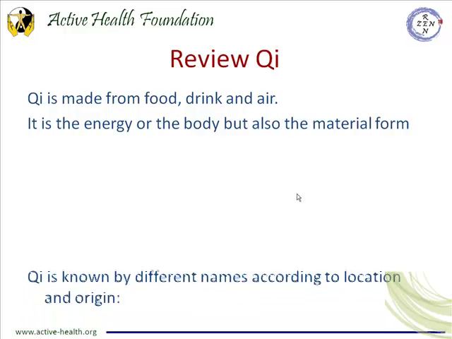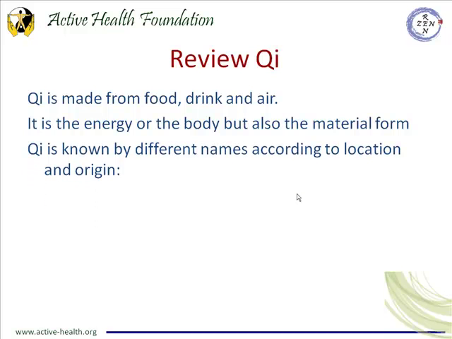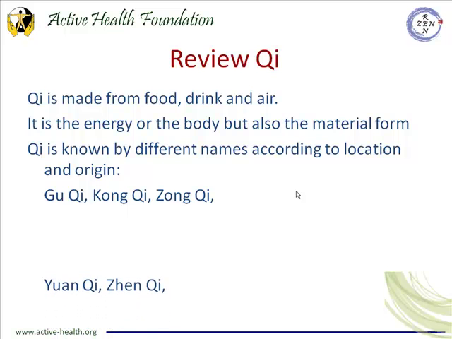Next, we need to acknowledge that it's known by different names, mainly according to the location or to the origin. We had Gu Qi, which originated from food. We have Gong Qi, which originates from the air that we breathe. Both of those combine to form Zhang Qi, which is Qi of the chest, or gathering Qi of the chest. We also had Yuan Qi, which is our ancestral Qi, given to us by our parents, given to them by their parents, and so on.